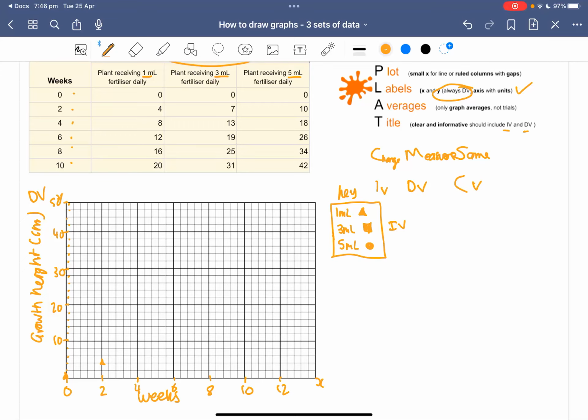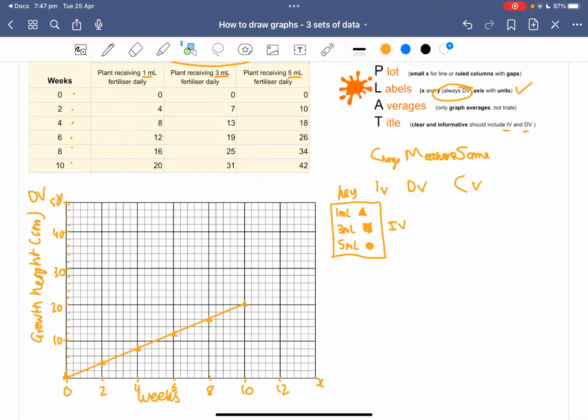At 4 weeks, it was 8. I'm going to go up 2, 4, 6, 8. At 6 weeks, it was 12, so 2, 4, 6, 8, 10, 12. At 8 weeks, it was 16, so 10, 12, 14, 16. Then at 10 weeks, it was 20. Now remember, you get your ruler out here, and we always make sure that we connect these with a straight line. Okay, dot to dot.